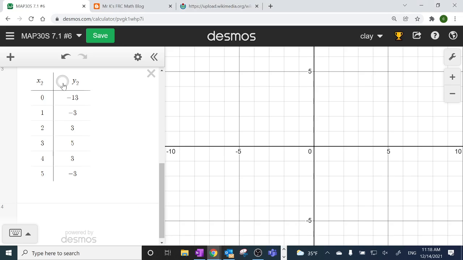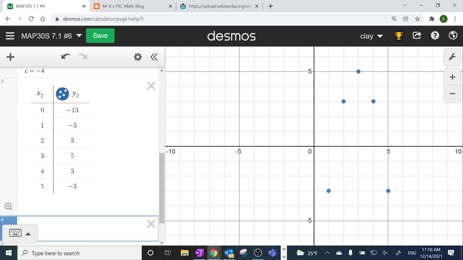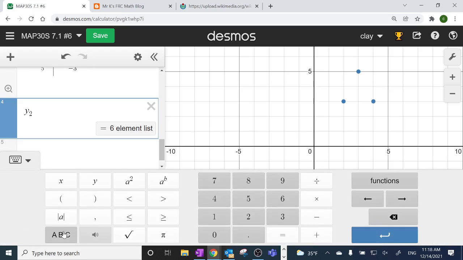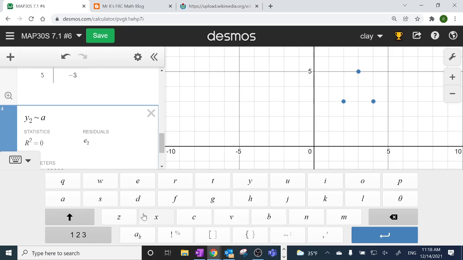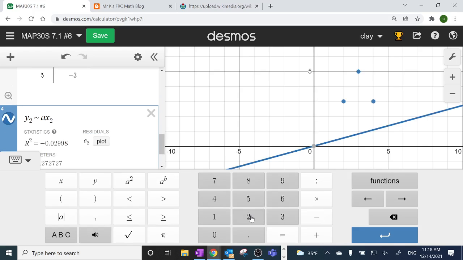Okay, so graph these points, and that's definitely an upside down parabola. So, okay, how do we tell this thing, make me the equation that hits all those dots? We type y2. Now, for me, it's y2 because this is my second set of data. So y2, and you don't hit equals, you hit approximately equals, which is the tilde. And then you go a, x, and for me it's x2, right? Because this is my second set of data. If you erase the first data, then you go back to x1.